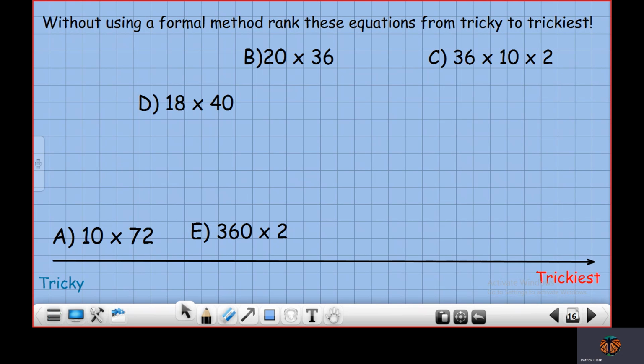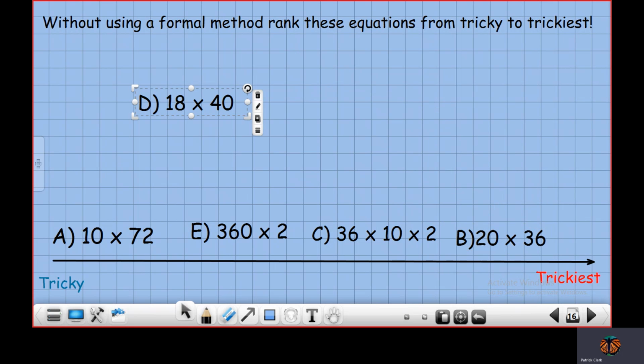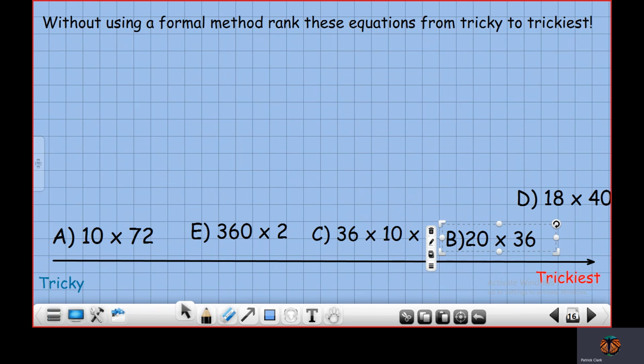Well, for me, I'd probably say this one. Now, it's got 3 numbers in it, but they're all looking small, so I can do that one. And then, yeah, that's got a 20, so I can probably do 20 better than I could do 18 and 40. So that's the order I would put them in.